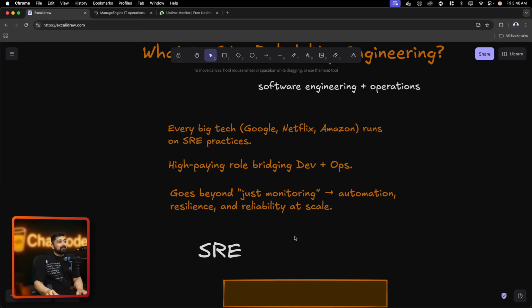So this goes beyond just monitoring, automation, and resilience reliability. This actually decides a lot of things, even with the legal team as well, that how much can we offer for that.